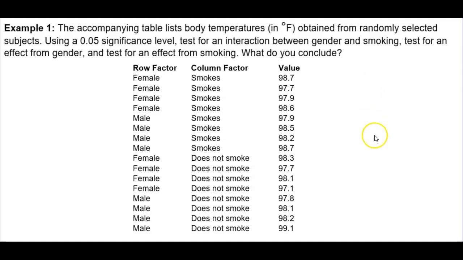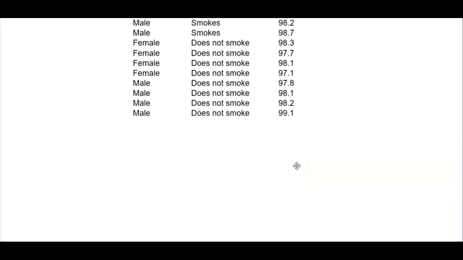What do you conclude? So here we have our row factor, which is gender. The column factor is smokes or does not smoke. And then we have our value in the last column.